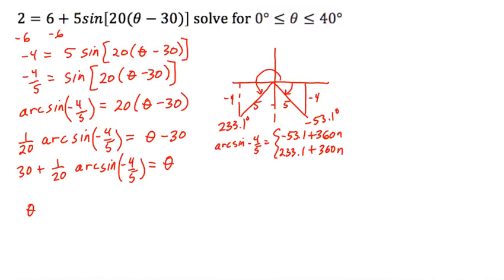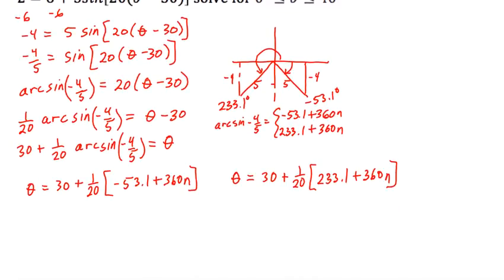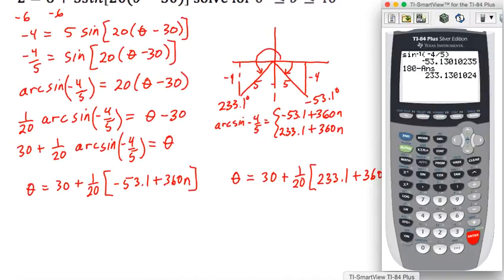So I'm going to rewrite this, seeing theta is equal to 30 plus 1/20th times negative 53.1 plus 360n. I just substitute, that's the fourth quadrant angle substituted in there, and here's this third quadrant angle plus 1/20th. I have to do this as two separate equations, 233.1 plus 360n. Now there's some more distributing and arithmetic to get the final general solution.